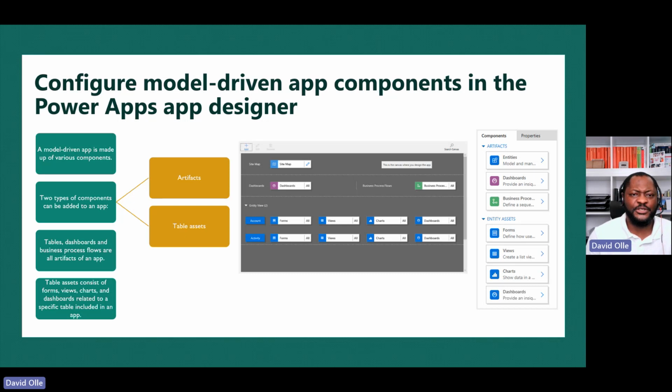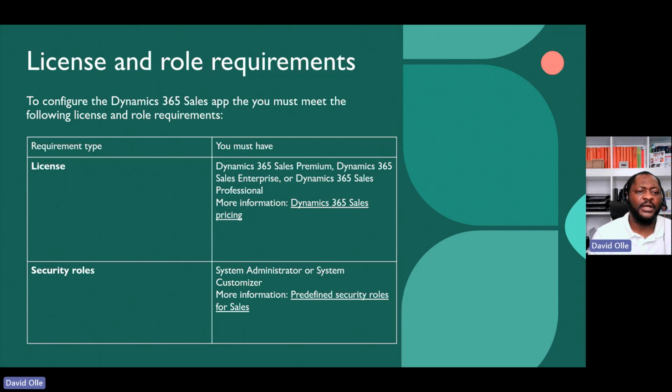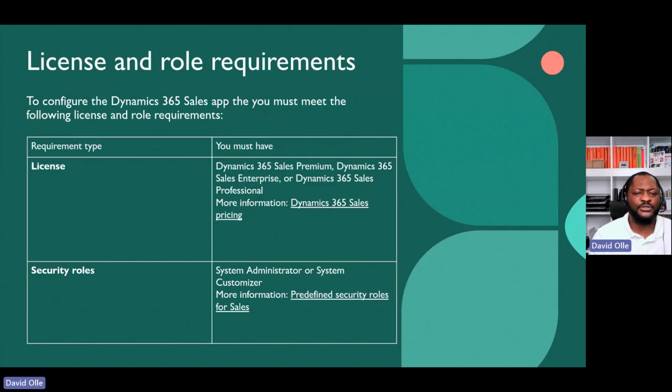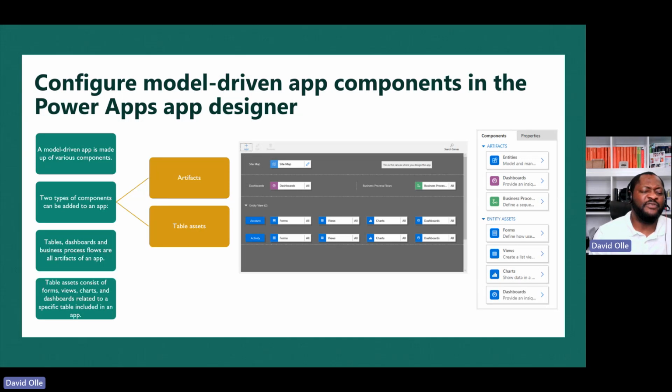Now, we talked about the model-driven application, and we said that the sales application is a type of model-driven application. We talked about configuring it, and we mentioned all the different components that are part of the sales application. A model-driven application is made of various components, as we talked about already. There are two types of components, which are the artifacts and the table assets.